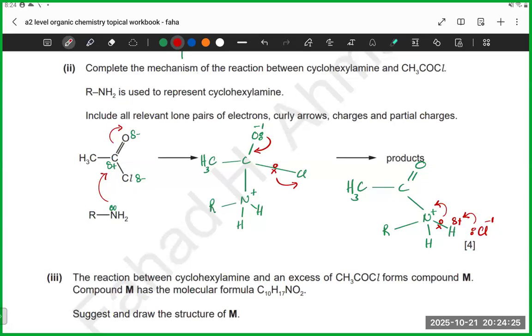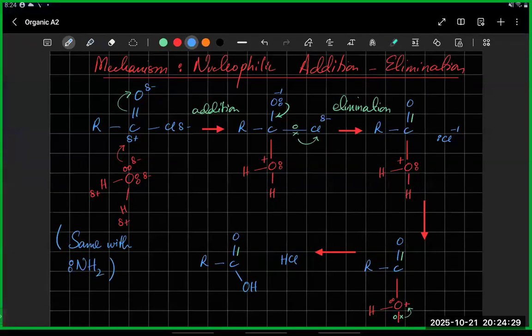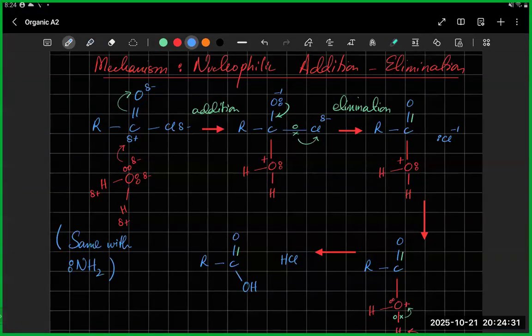Pretty much that's it. So this is also clear. Is this clear, this complicated nucleophilic addition elimination reaction mechanism?